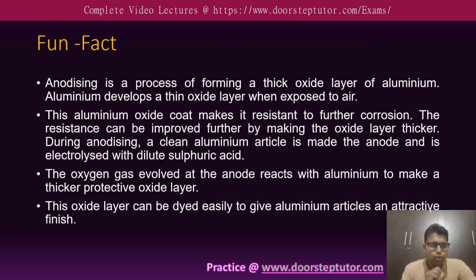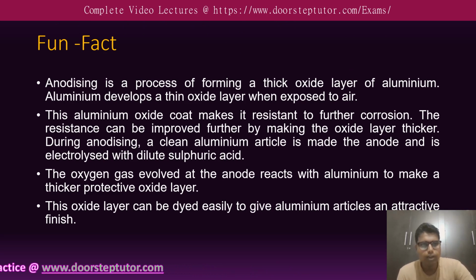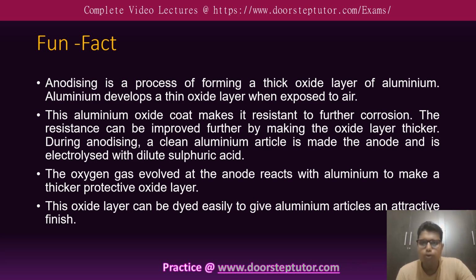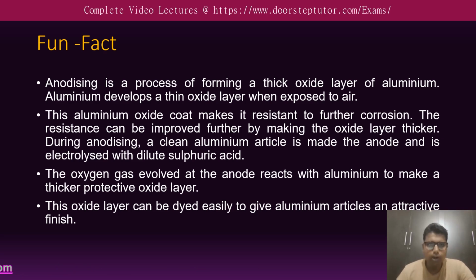Now let's talk about a fun fact: anodizing is a process. When we talk about anodizing, we have a vessel with an anode and a cathode, connected to a cell. Let's understand the statement here: anodizing is a process of forming a thick oxide layer on aluminum. Aluminum develops a thin oxide layer when exposed to air. That is, aluminum reacts with oxygen and makes a thin layer of oxide known as alumina.